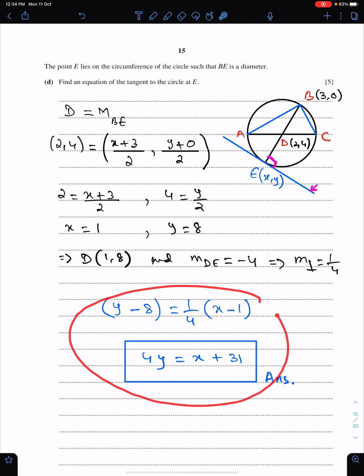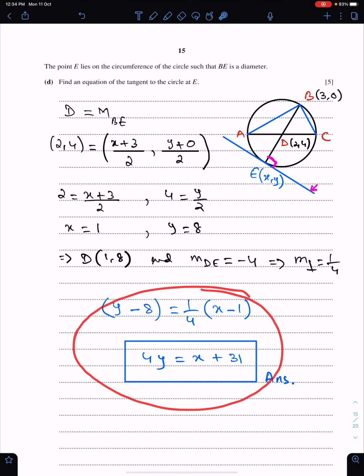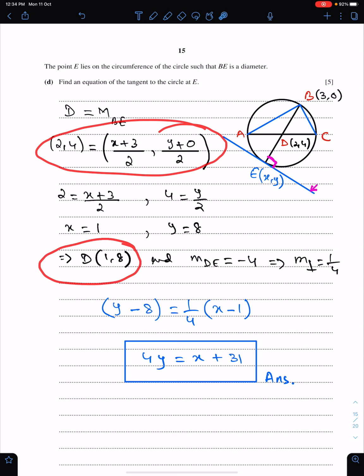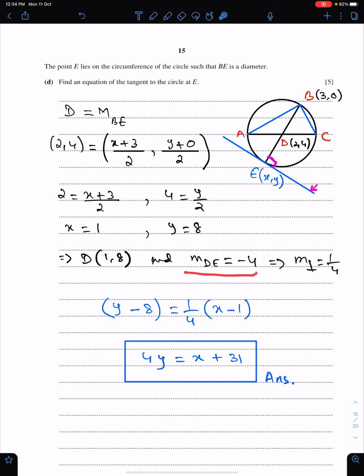Hence, this is the equation of this tangent. So first get the coordinates of E with the help of the midpoint formula, since the midpoint of BE is D. Then get the gradient of DE. With the help of this gradient, get the gradient of the tangent, and then use this to find the equation of the tangent.